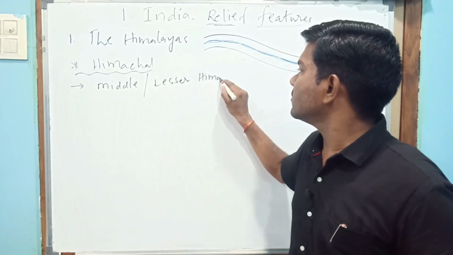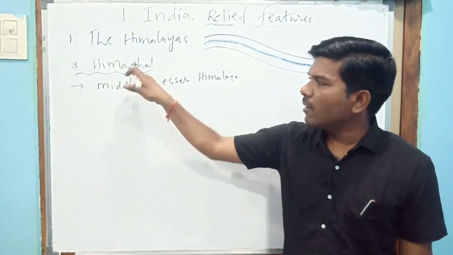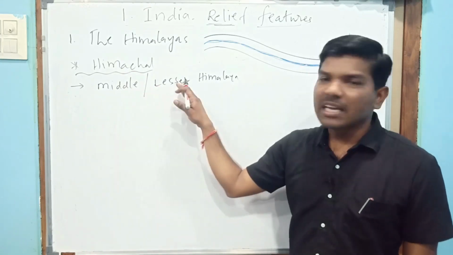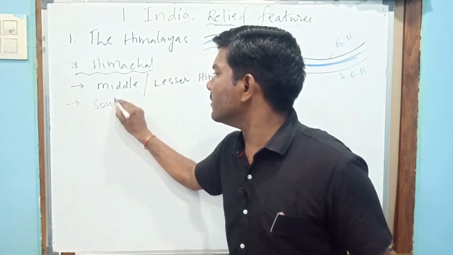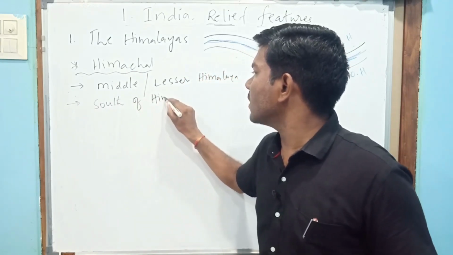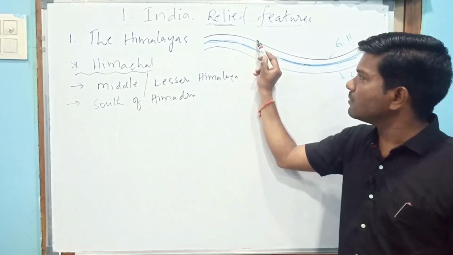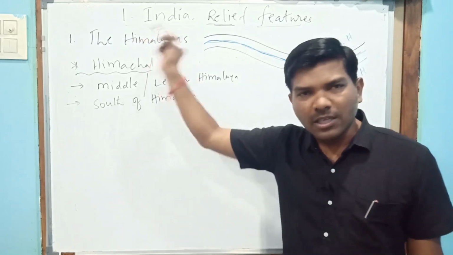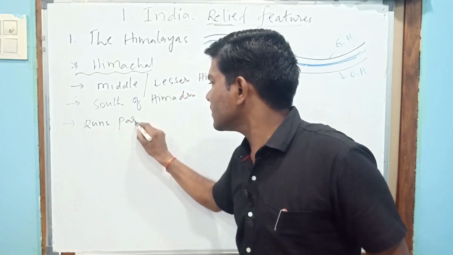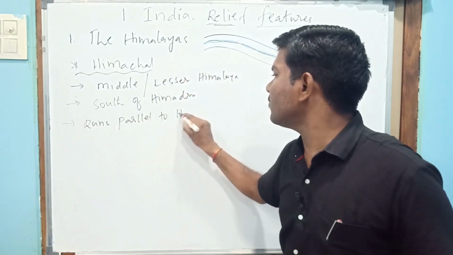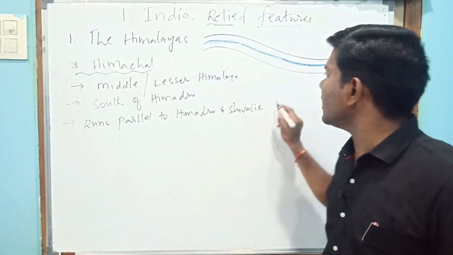This is the first point. Then if I ask you to write about only Himachal, write that Himachal is also known as middle Himalaya or lesser Himalayas, and it is located south of Himadri. Once you see, this is Himadri. South of the Himadri, what? Himachal. And it runs parallel to Himadri and Shivalik. You see, it is running along with the two.